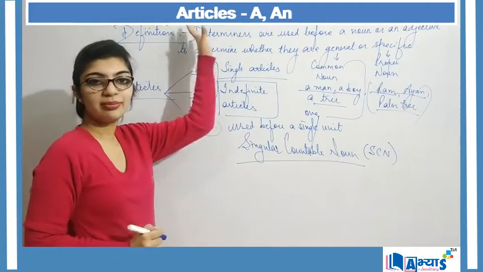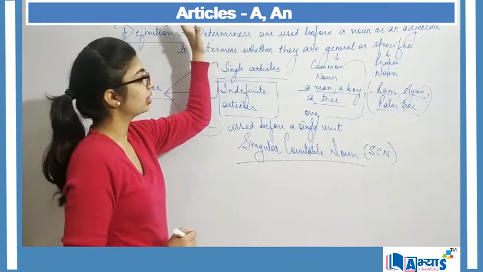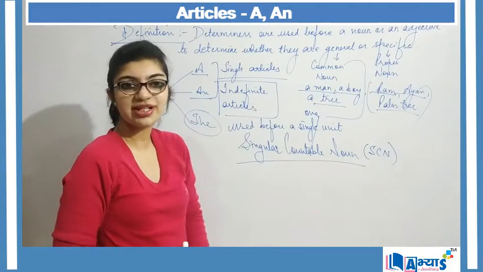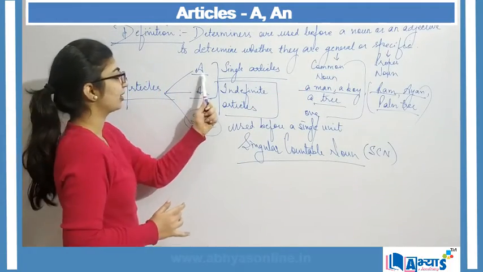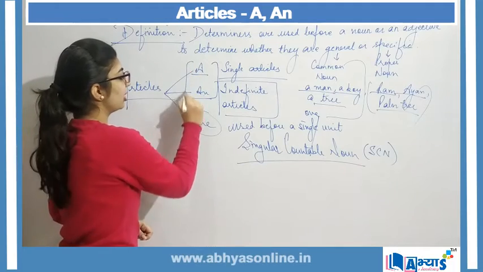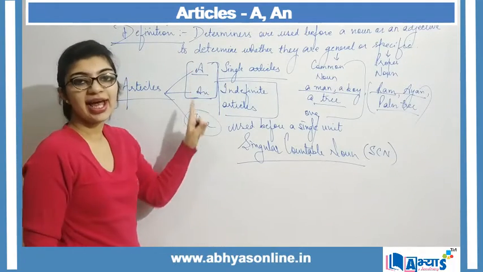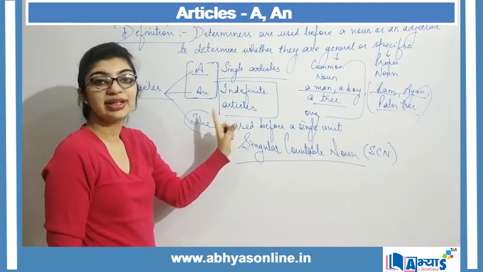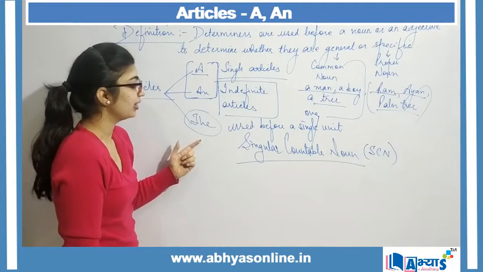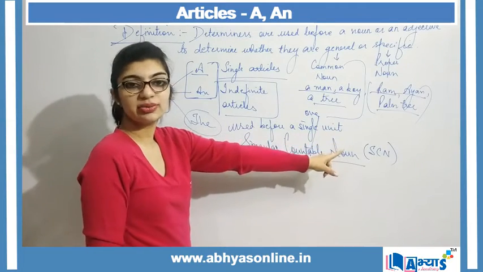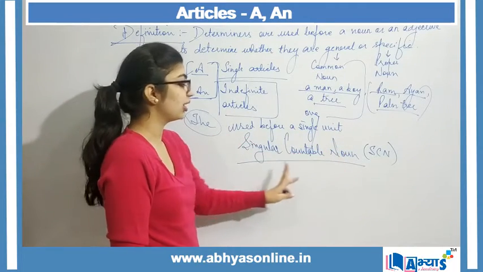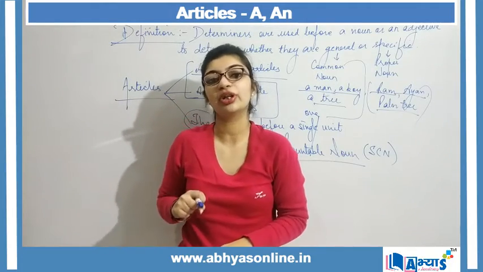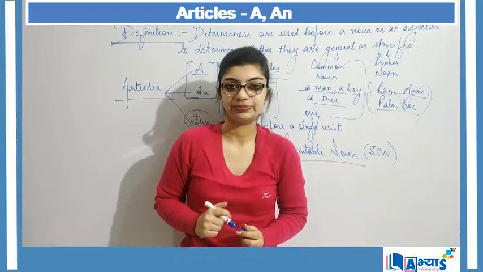So here we talked about determiners, right? So determiners are always used before a noun in order to determine whether they are general or specific in nature. Then we will discuss first these two articles a and an. These are single articles, so they are also referred to as indefinite articles, and they are used before a single unit, therefore they are used before singular countable noun, right? Where only a single noun can be counted at a particular time.